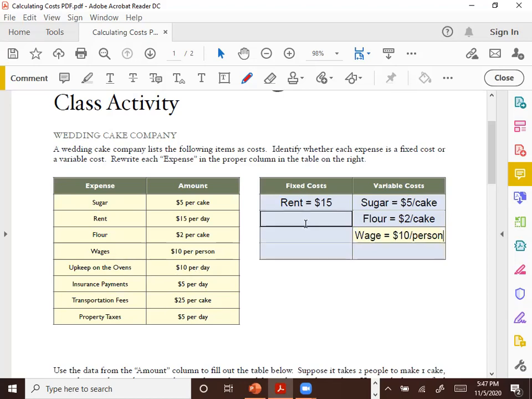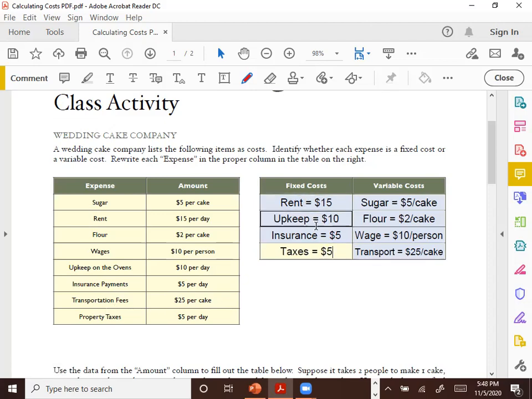Upkeep on the oven, that stays the same no matter how many cakes we bake. So that's $10. Insurance payments, that stays the same no matter how many cakes we bake. I'm going to say insurance, and that is $5. Transportation fees, that's per cake apparently. So that depends on how many cakes we're transporting. So I'm going to put transport, and that's $25 a cake. And the last one we have is property taxes, and that does not depend on how many cakes we're baking.